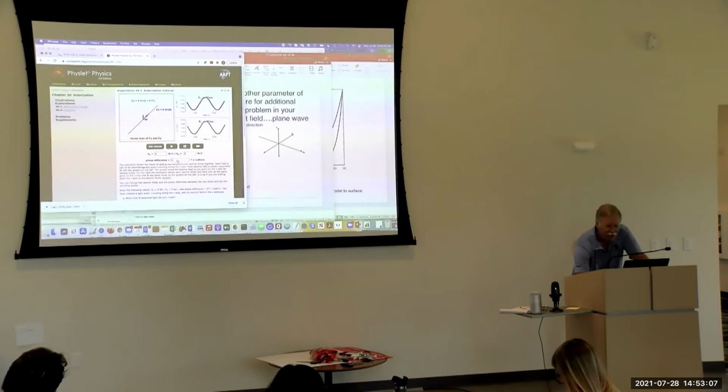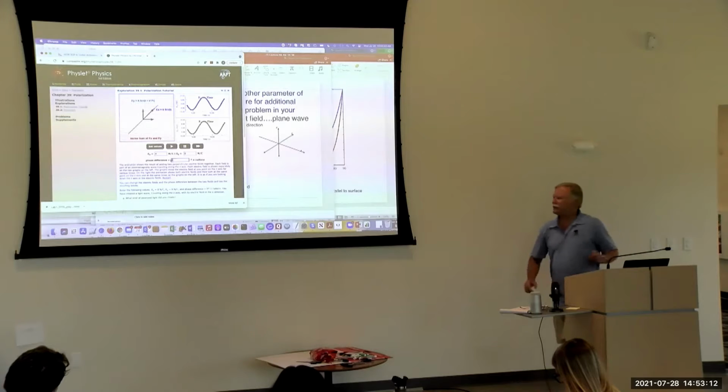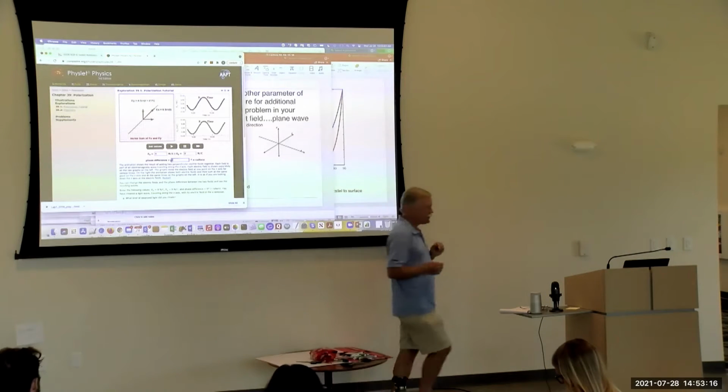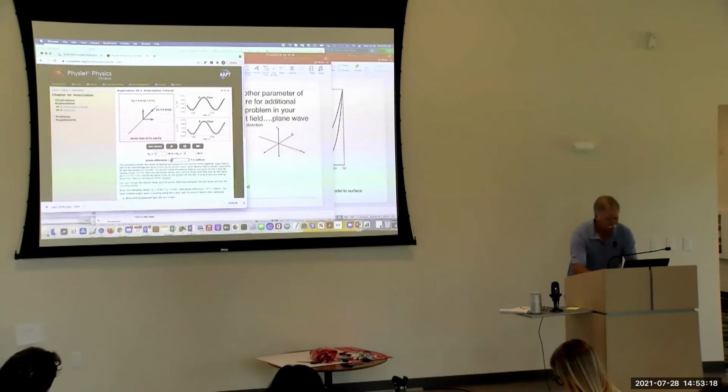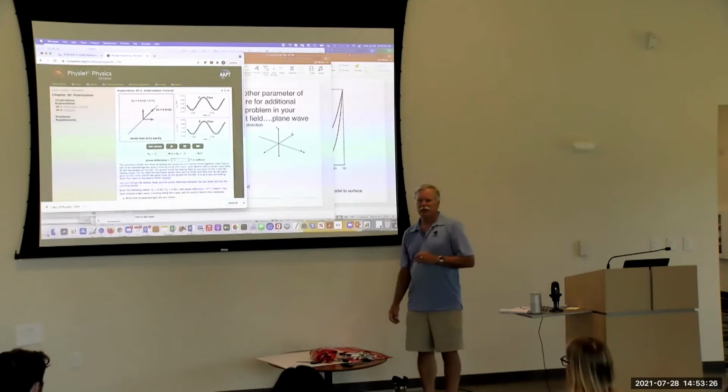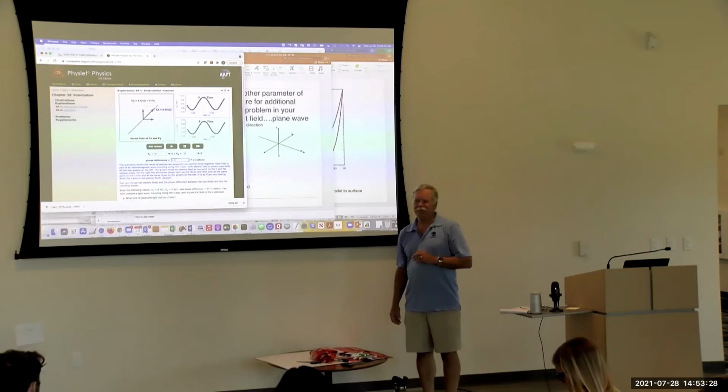Now, I can stop that and introduce a phase shift between the x and the y. All right, so let's try a phase shift of 1.5 radians. Remember what a radian is? Anybody remember what a radian is?